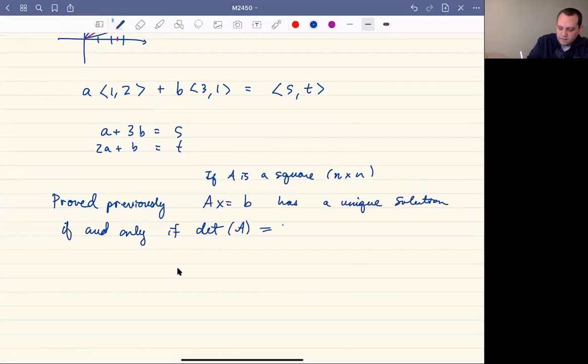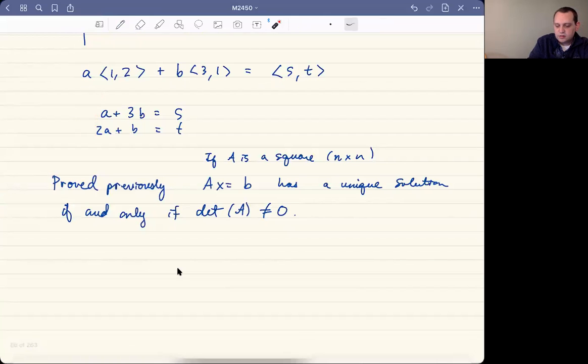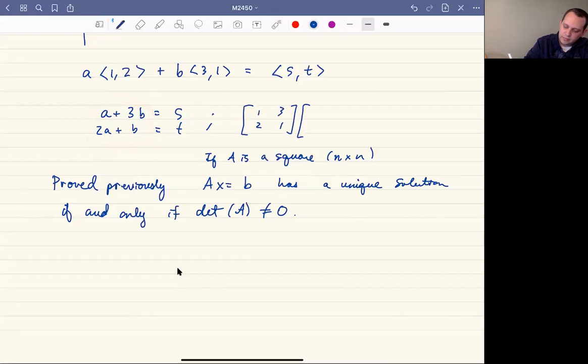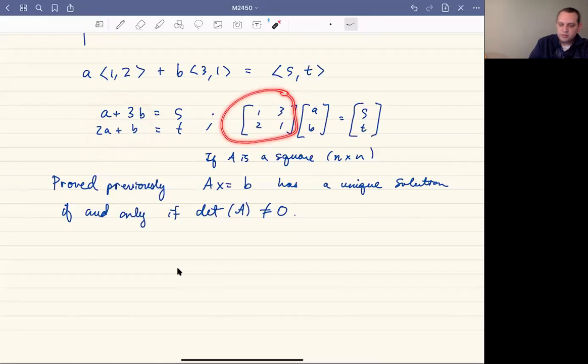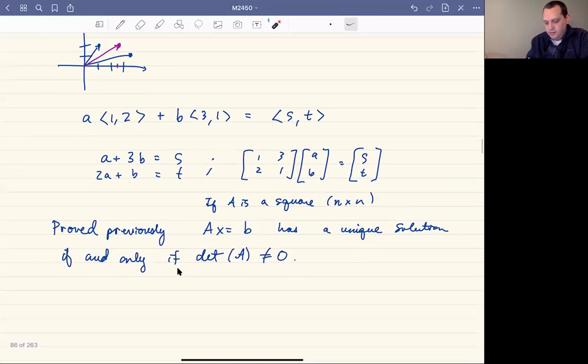So if we want to figure out whether or not this system has a unique solution, it's enough to look at the determinant of the coefficient matrix. So we can think of this as the matrix [[1, 3], [2, 1]] times (a, b), which is serving as our variables, is equal to our constants (s, t). The determinant is -5, you can check. The determinant really doesn't matter except to say that it's non-zero.